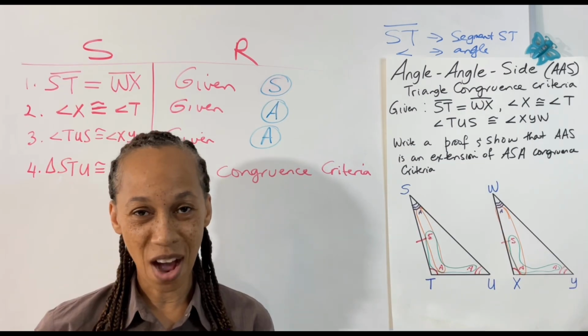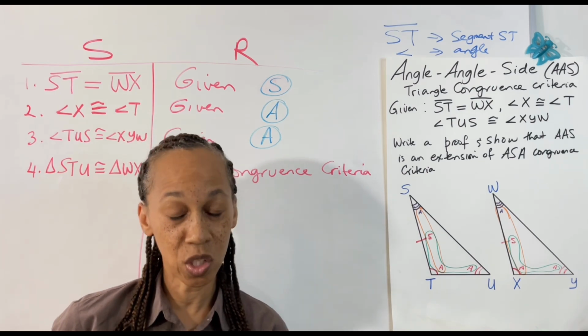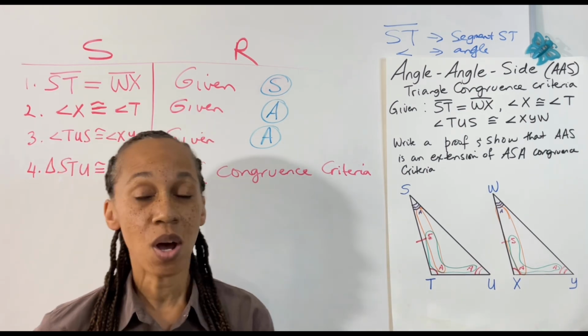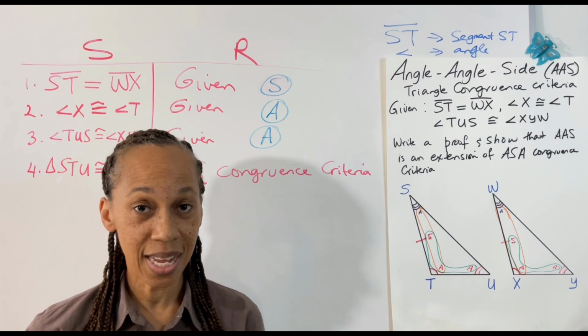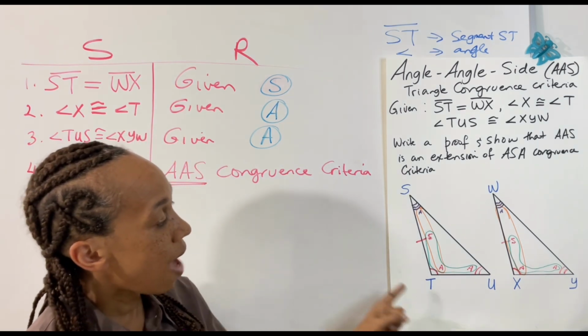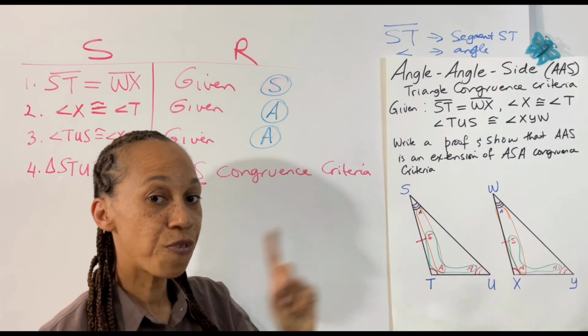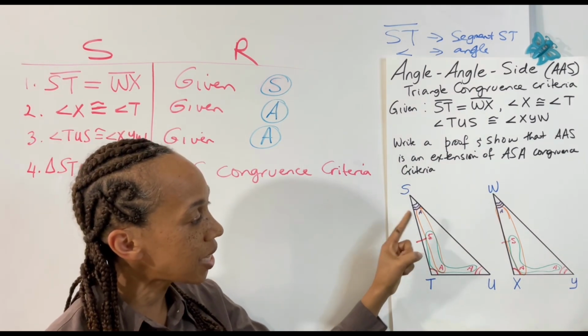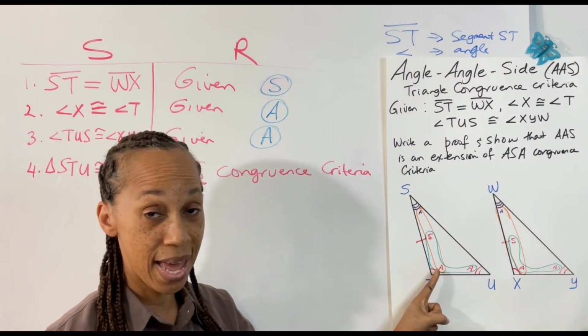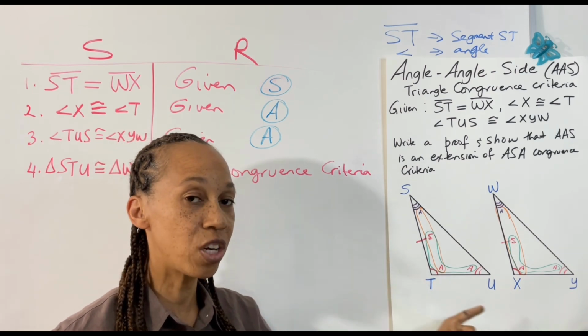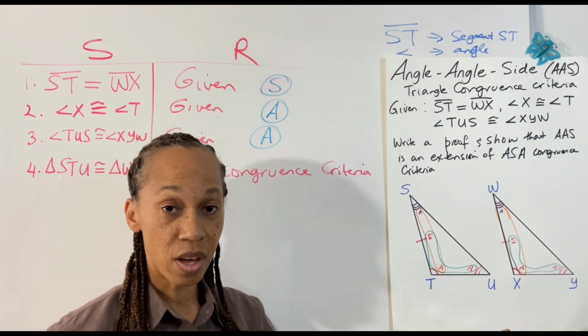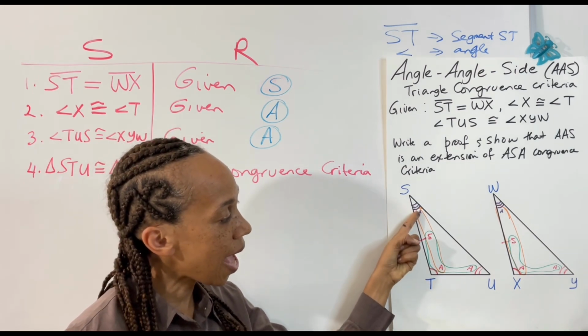As you should know by now, I like to give various examples. So now that we have established what AAS is, and if you notice, you have an angle, and then a side. But for ASA, you have an angle, a side, and followed by another angle. It must follow each other. You cannot say A.